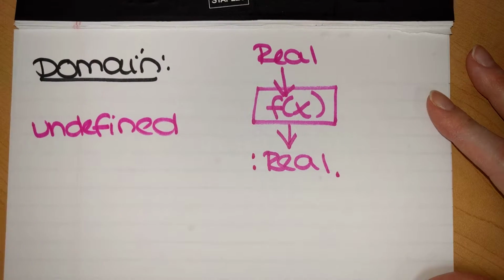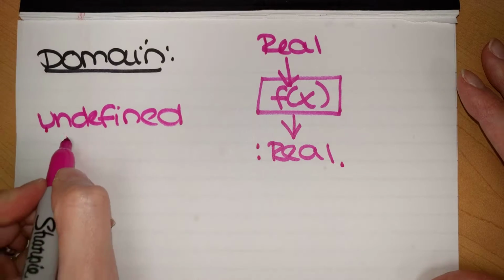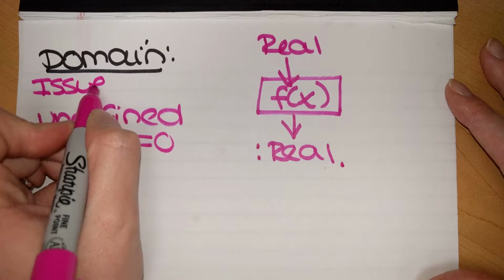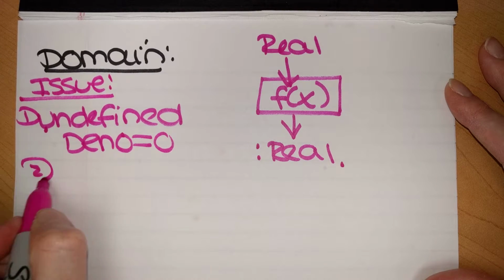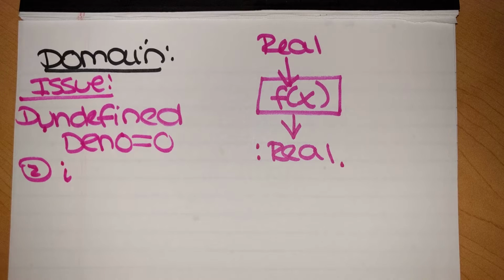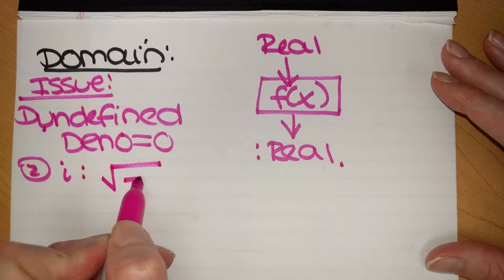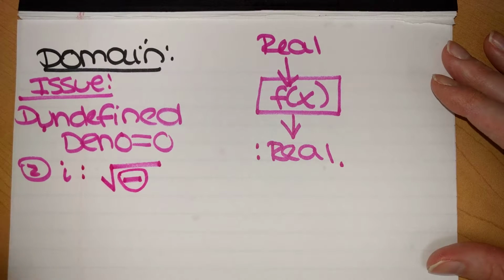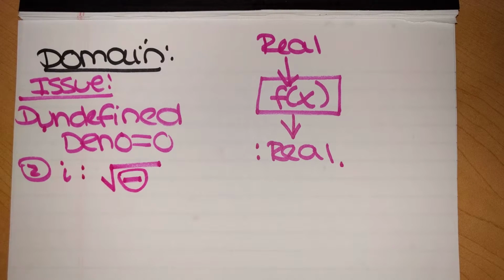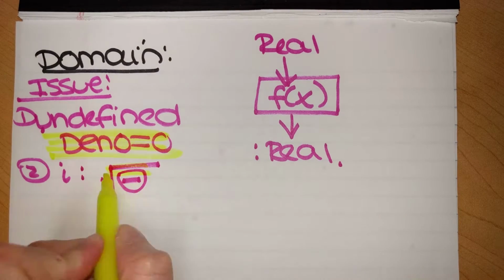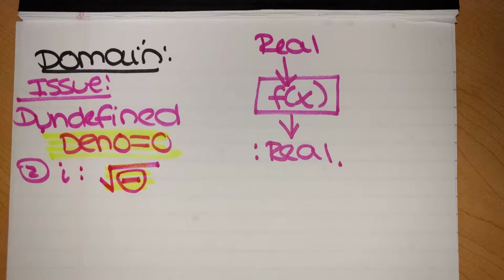So the two issues when you talk about the domain are an undefined, which is caused when the denominator is equal to 0. That's one issue. The other issue is if we get an imaginary number i, because imaginary numbers, of course, are not real numbers. The imaginary number i is caused when we have a square root of a negative number. So when we're talking about the domain, we're really focusing on two things: do we have a denominator that is equal to 0, and do we have an imaginary number coming from a negative underneath the radical?